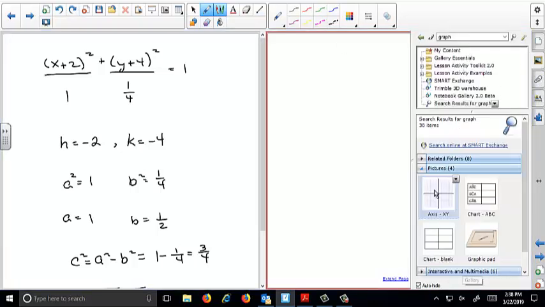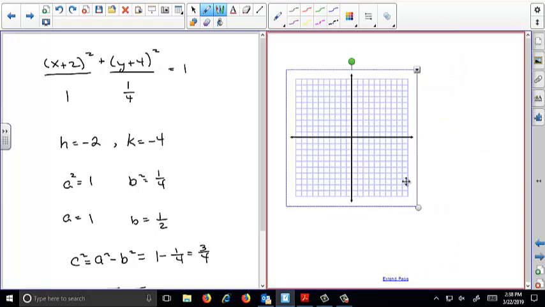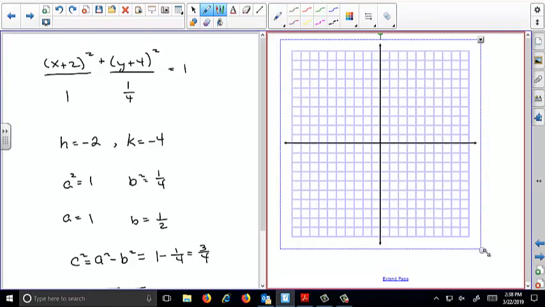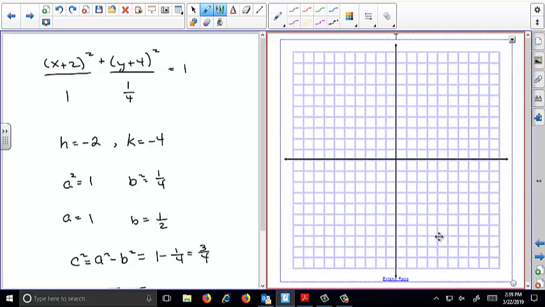Just have to draw a small ellipse. Part of the reason we can't expand things too much is because the center is away from the origin. Okay, so same procedure. Well, first let's label the axes. So center is -2, -4. So there's the center.